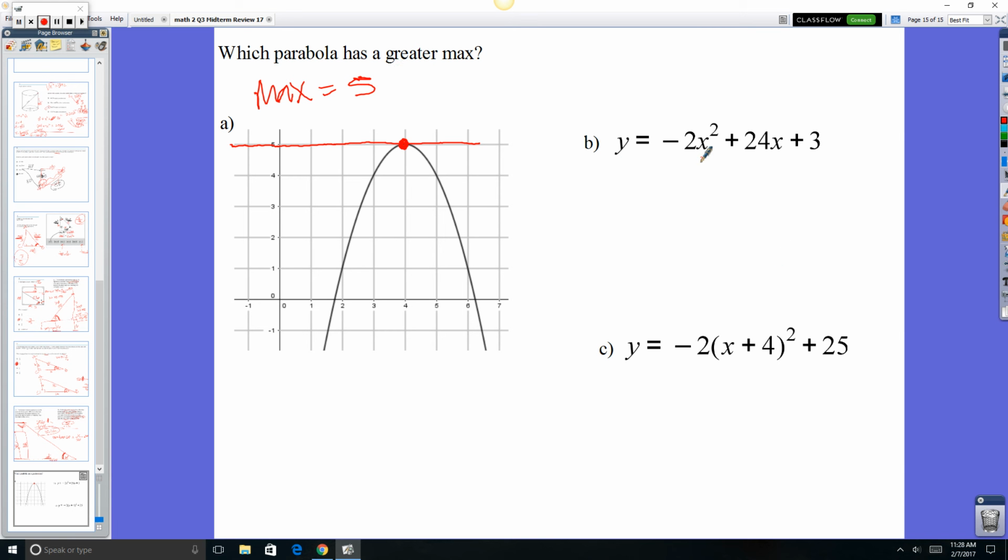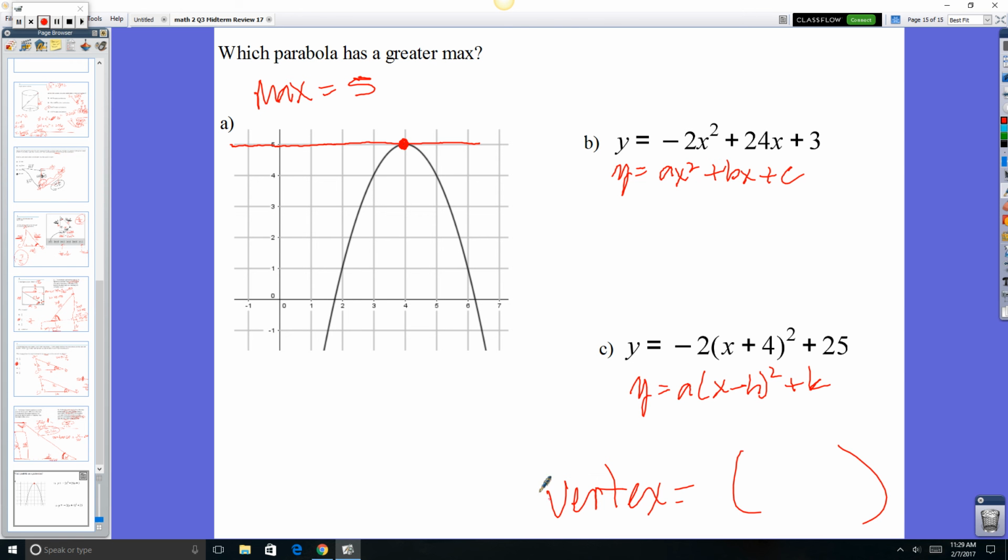Okay, now B, they give to you in y equals ax squared plus bx plus c. And C, they give to you in y equals a(x minus h) squared plus k. So this one's called vertex form, and this one's called standard form. Vertex form is pretty easy to find the vertex. The vertex happens at the h and the k. And the k is 25.